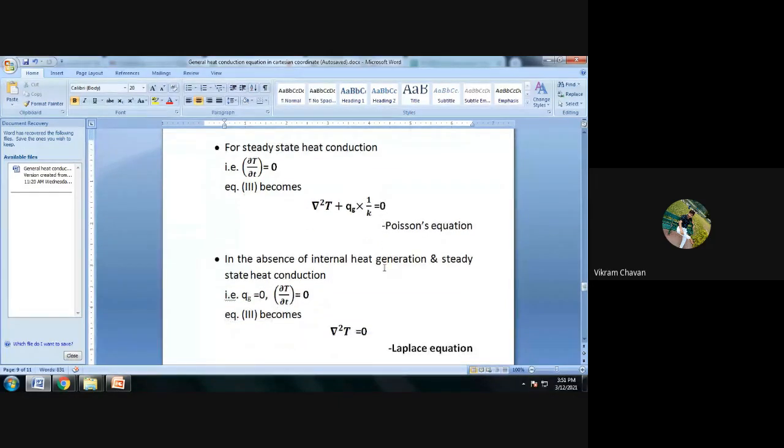Then the next condition: in the absence of internal heat generation and steady state heat conduction. Now we are applying both conditions. For the Fourier's equation we are considering that there is no internal heat generation, and for the Poisson's equation we are considering the steady state heat conduction, that is ∂T/∂t is equal to 0.